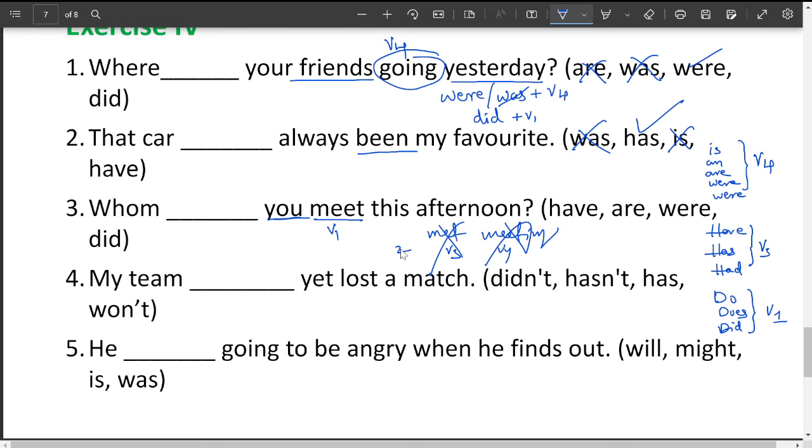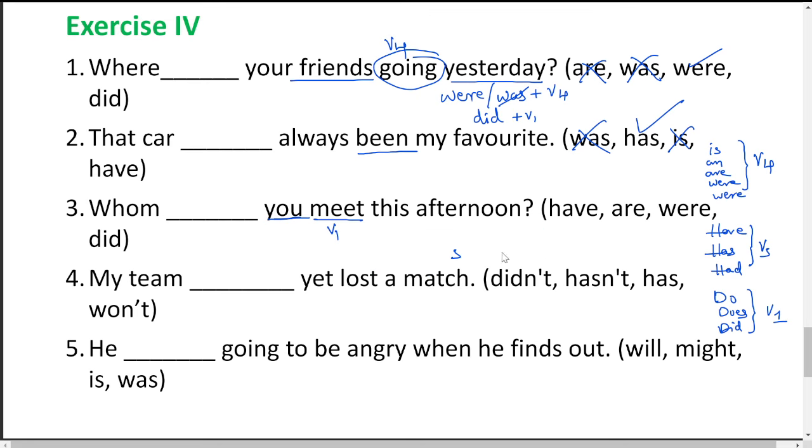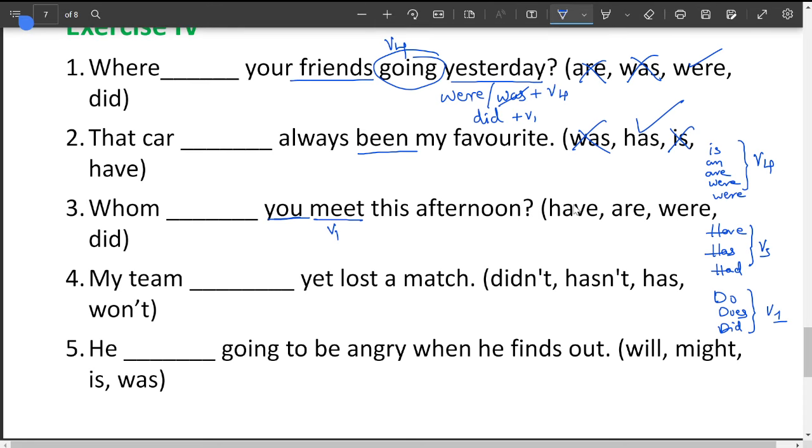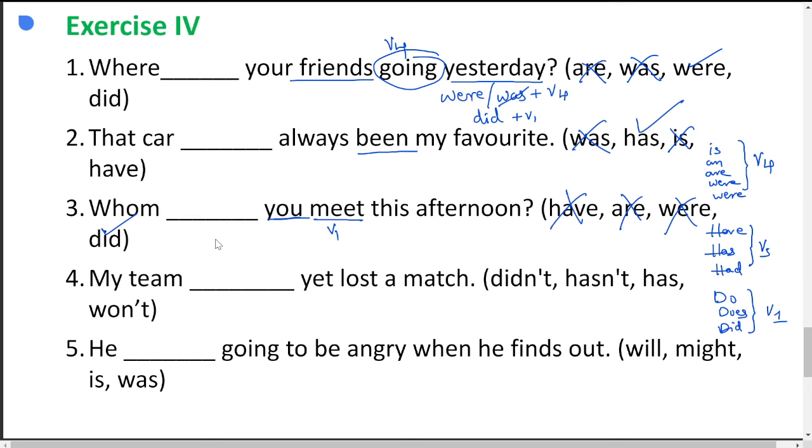So which helping verbs can we consider here according to the rule? V4 we cannot, V3 we cannot, only V1 is possible. So along with V1, how many helping verbs are there? Do, does, did. So how many do, does, did are there here? Have cannot be used. Have plus V3, are plus V4, were plus V4 cannot be used. Only you can go with the did. Right. So I'm giving you very technical examples. Okay. So these are all rules which you have to follow.